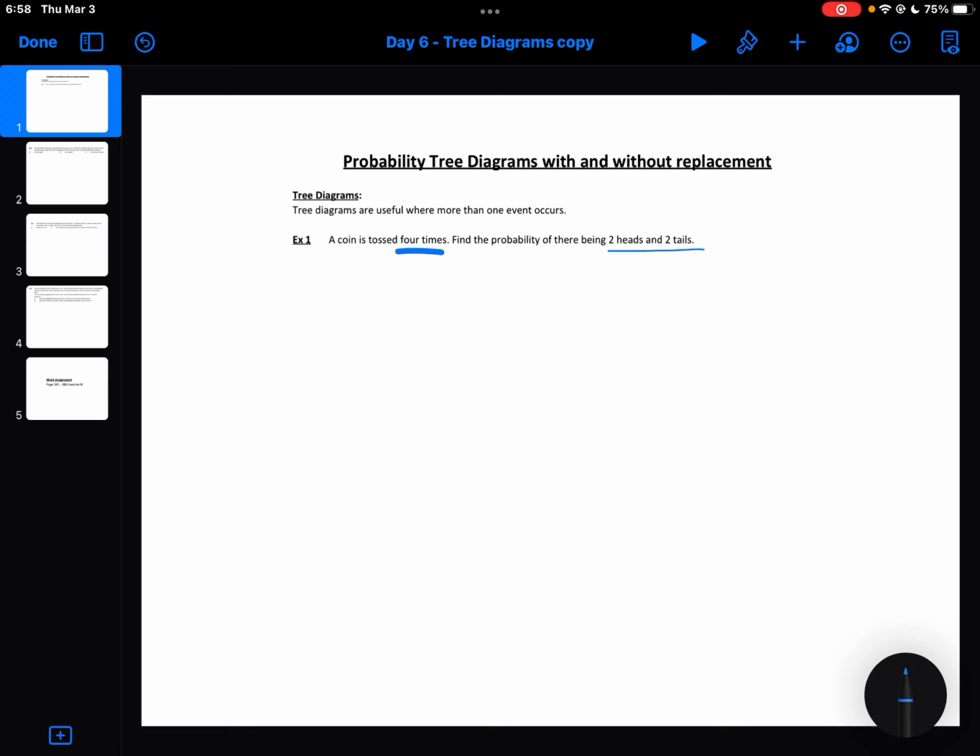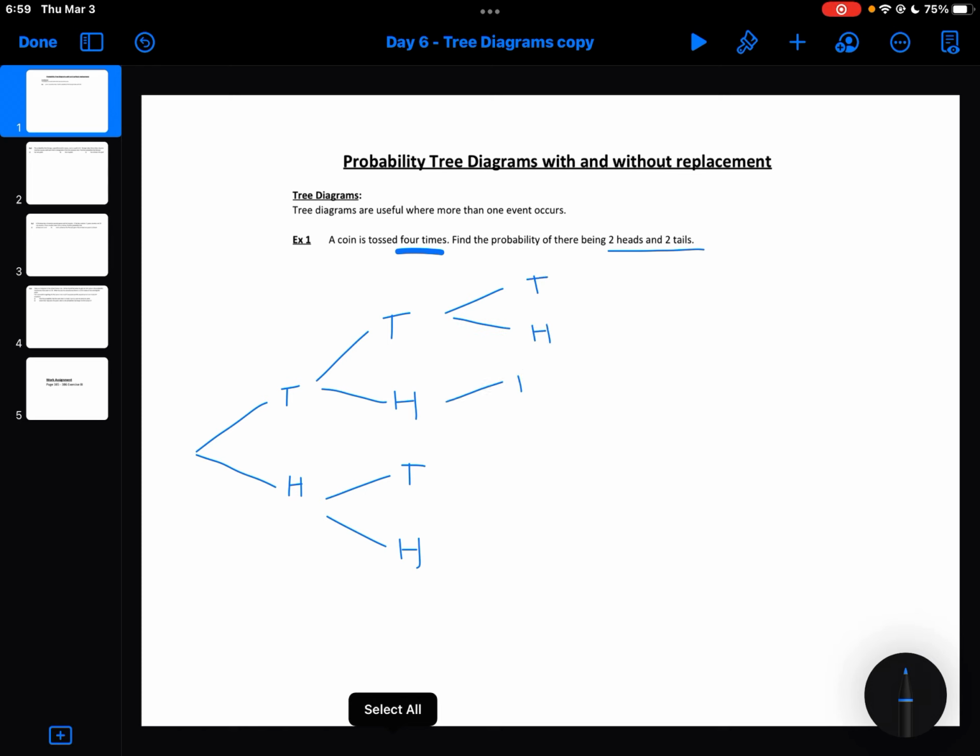So I'm going to start with my first event, which is flipping a coin. When I flip a coin, I could get tails or I could get heads. I'm going to flip a coin a second time. I could get tails or I could get heads. And if I got heads the first time, I could get tails or heads the second time. My third event, same thing, tails or heads, tails or heads, tails or heads, tails or heads. And then I'm flipping a coin 4 times.